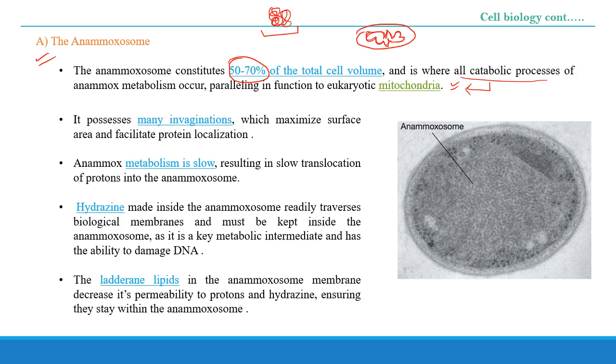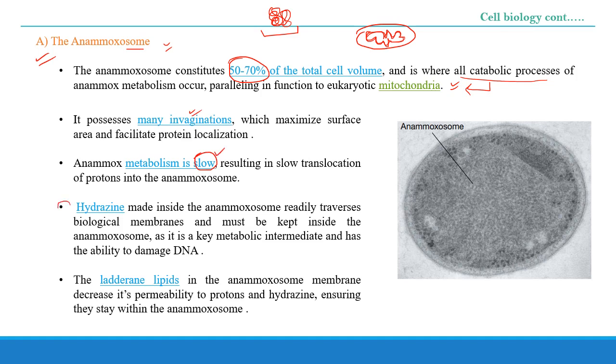So the Anammoxosome is the most important compartment for Anammox bacteria because the main metabolic processes occur there. So there we can find many invaginations. After that, the metabolism is very slow, which we have talked about.